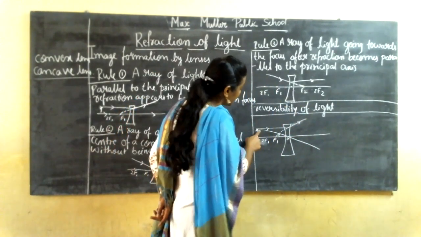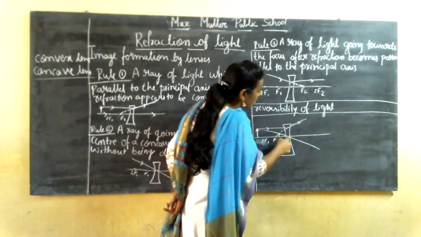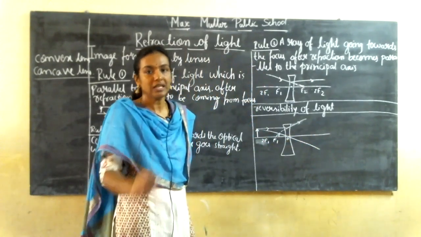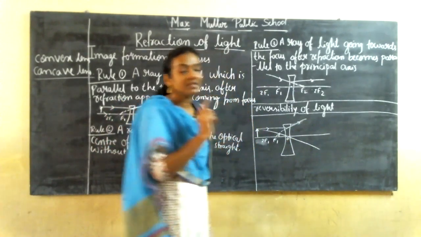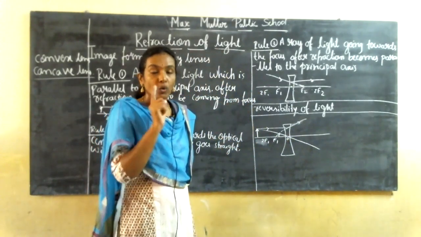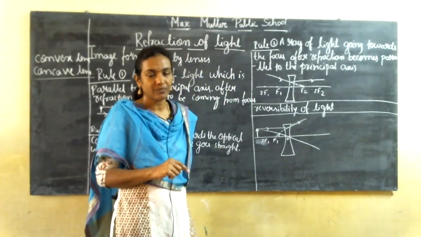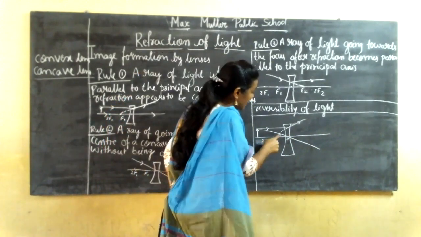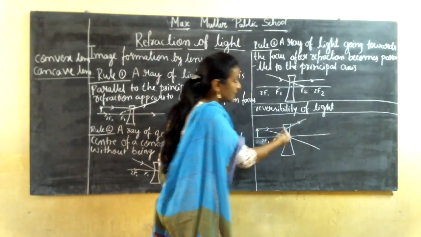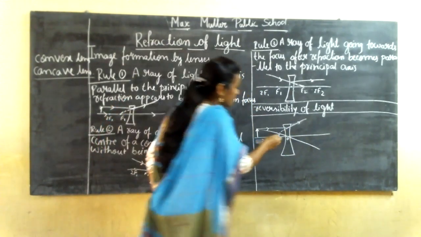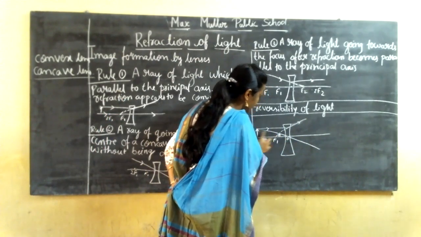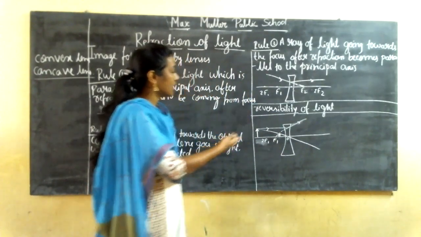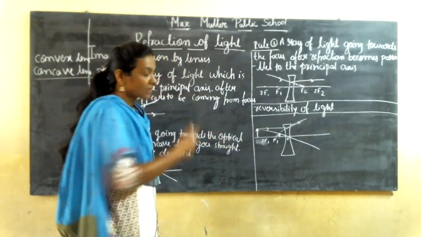The second rule is here. The incident ray going towards the optical center goes straight without any deviation. It won't deviate. Clear? So where do you get the image? The image is where both refracted rays meet. They meet at this point, which is before the lens only. This is the object and this is the image of the object. This is how you can see the image in a ray diagram using a concave lens.